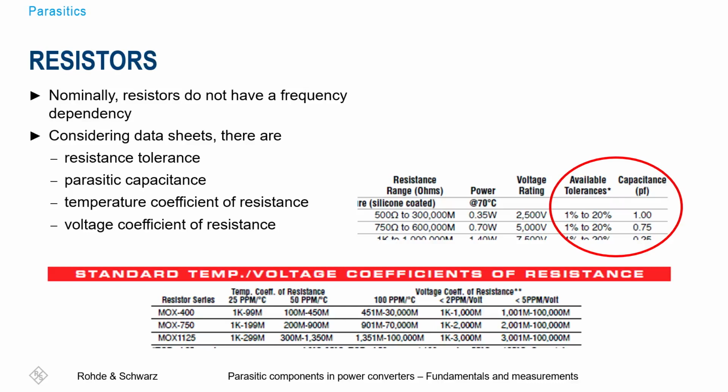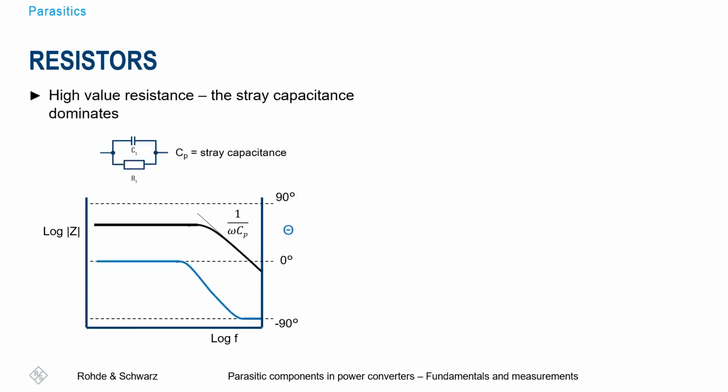However, it is really important to consider that resistors do have a dependency on frequency. For a high value resistance, the stray capacitance will dominate, and the resistor will be modeled as in parallel with this capacitance. So for low and mid frequencies, the impedance will be constant with an angle of 0, but after a certain transition point, the impedance will start to drop, and the resistor will behave as a capacitor until it reaches the minus 90 degrees.